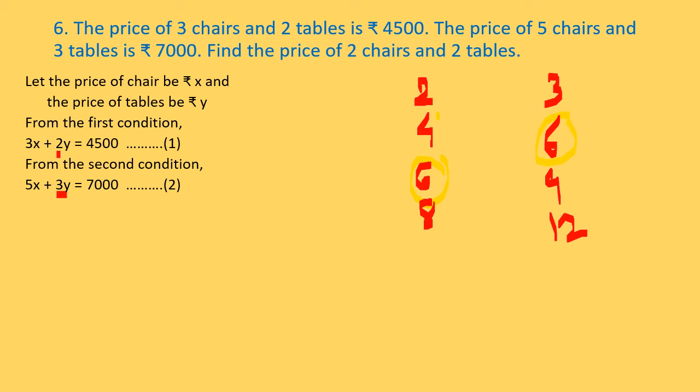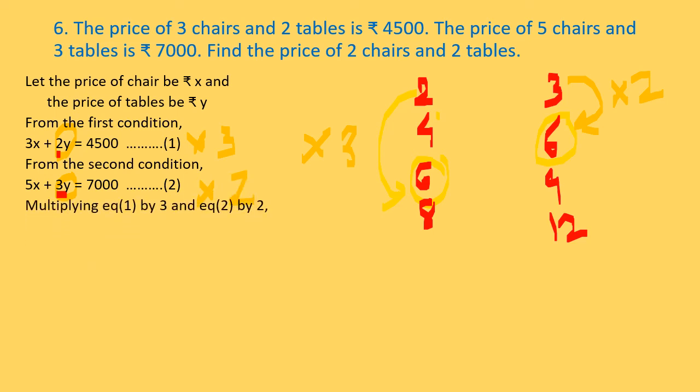That means I'm going to convert 2 to 6. And if I want to convert 2 to 6, what will I do? I'll have to multiply it with 3. Then only I'll get 6. Similarly, if I want to convert this 3 to 6, I'll have to multiply this by 2. And therefore, we are going to multiply equation 1 by 3 and we are going to multiply equation 2 by 2. So what will we get when we do that?